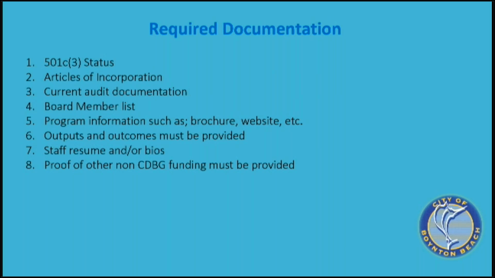All right, so the documentation. We have the 501c3 status, as I mentioned before. We have to have the articles of incorporation, current audit documentation, the board member list, and the program information such as the brochures and website. This one is kind of important because it helped me decide what it is that you have established.